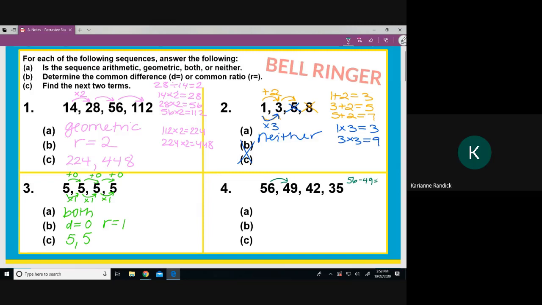Because then that is a difference of 7. So that means I know I'm going minus 7. So I know 56 minus 7 is 49. So let's check the rest. 49 minus 7, it's 42. That's the number I wanted.